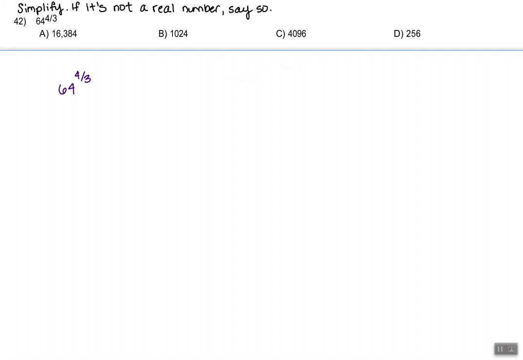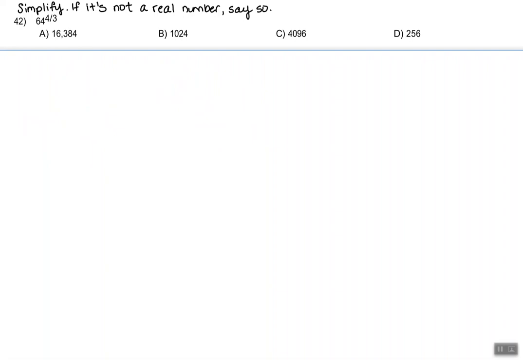So 64 to the power of 4/3 can also be rewritten as the third root of 64 to the fourth power. All you do is get the denominator inside of the fraction in the exponent and put it as the index, and then the numerator stays as the exponent. You can also rewrite the problem as the third root of 64 all to the power of 4, or you can write 64 to the fourth power times 64 to the 1/3 power.